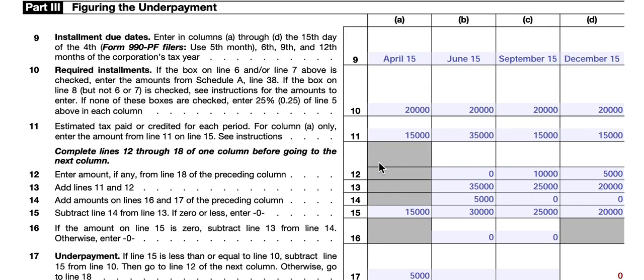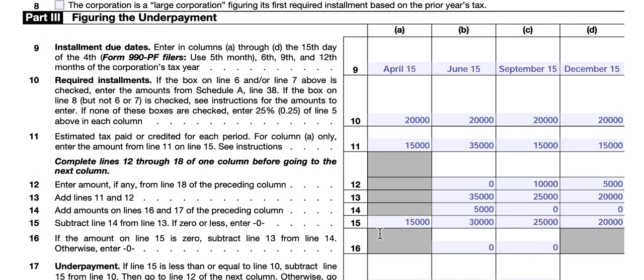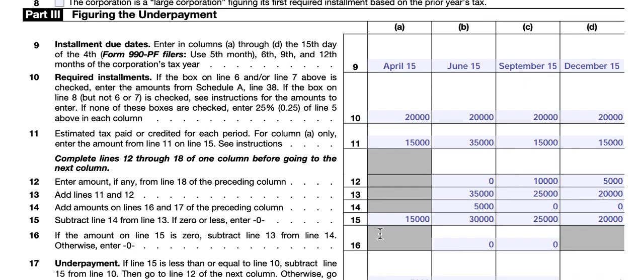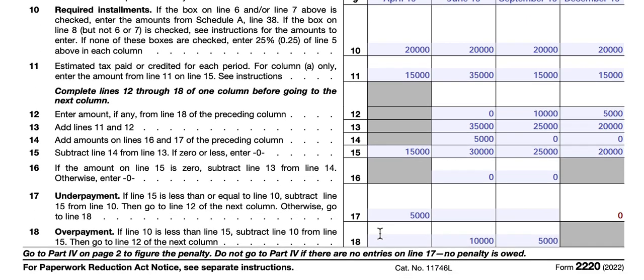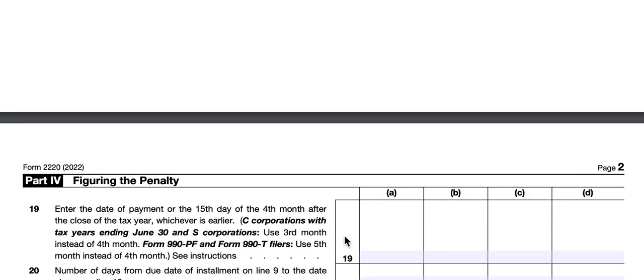Okay, so since there is an underpayment for the first quarter of 2022, we do need to go into part 4 and calculate the penalty. So in line 19, we'll enter the date of payment or the 15th day of the 4th month after the close of the tax year, whichever is earlier.